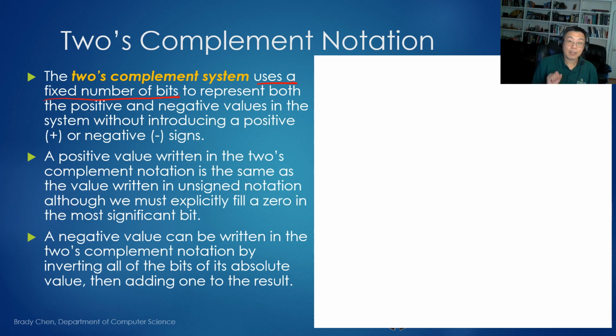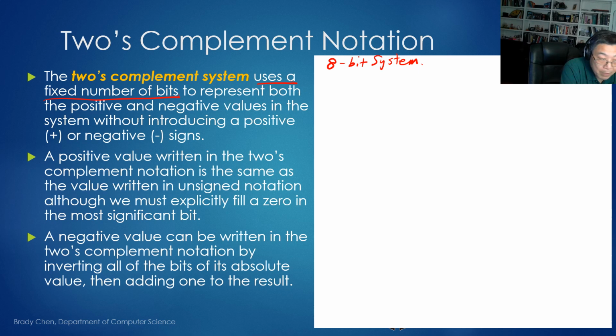Now, let's talk about how to use the two's complement notation. We assume that the system we are going to use is an 8-bit system. The reason we use 8 bits is that we don't want to write a very long sequence, like 32 bits.